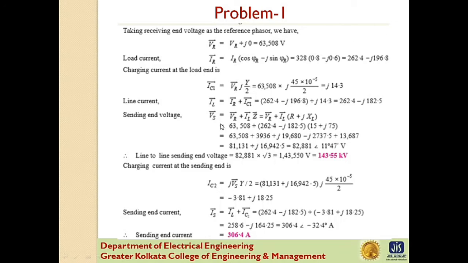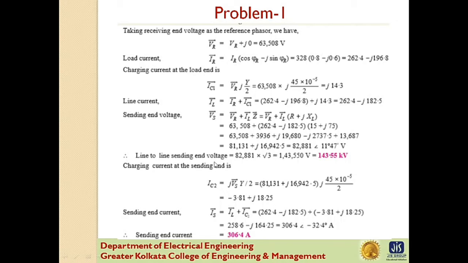Now what is the formula for Vs? Vs equals VR plus IL into R plus JXL. By putting the values of VR, IL, R and XL, we can get the value of Vs, which is 81,131 plus J 16,942.5. Now convert this rectangular form into polar form, so we get the magnitude and angle. The magnitude is 82,881 and the angle is 11 degree 47 minute, and the unit is volt.